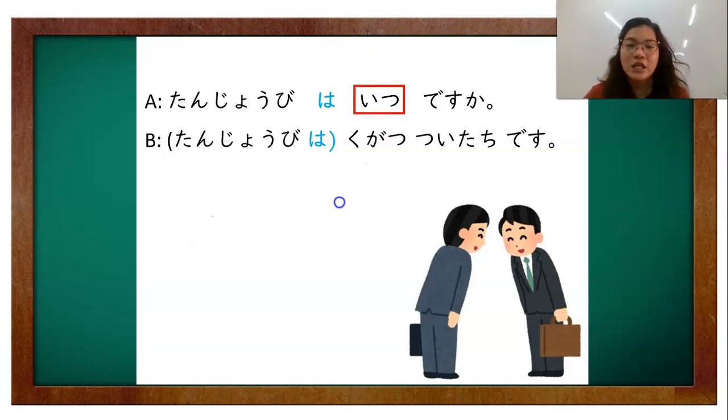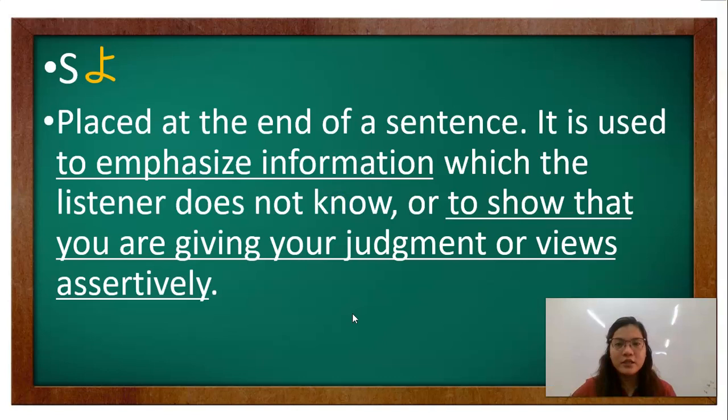So again, itsu. Okay, so when you ask, itsu is when. So this time it's specific because it's your birthday. So you are going to answer month and date. Okay, so that's why the answer here is 9月1日. Okay? Okay, so next in this pattern is the sentence particle yo.